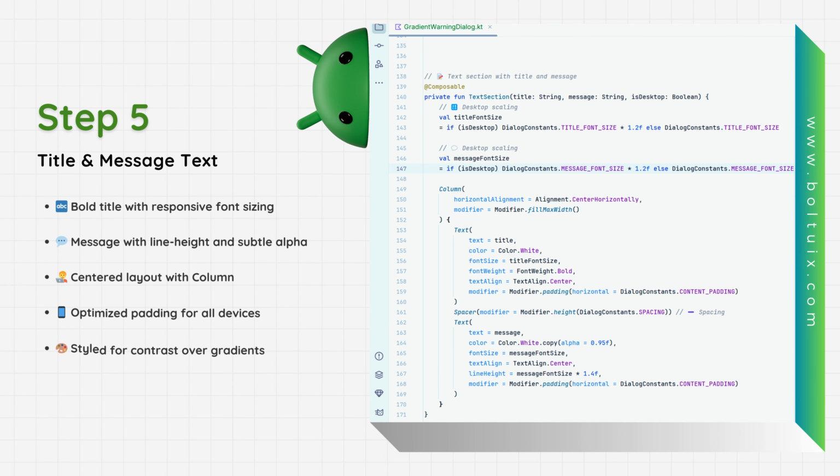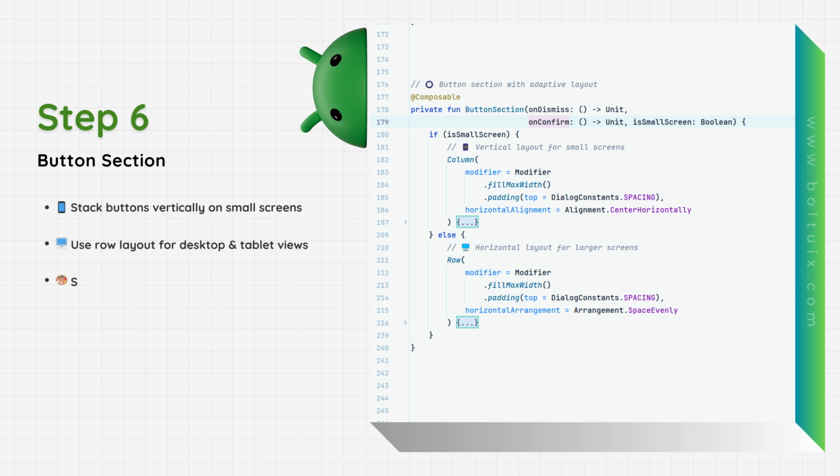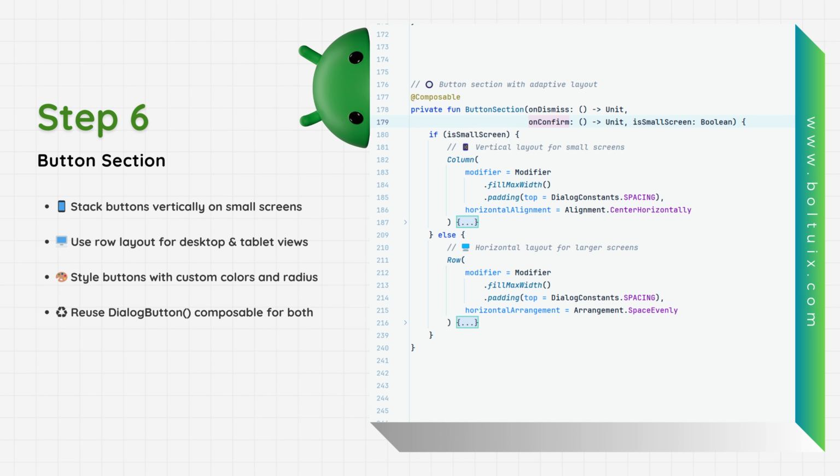Here we define the title and message section with responsive font sizes. The layout remains centered and legible, even across screen sizes. The button section adapts to screen size, stacked vertically for phones and laid out horizontally on larger devices. Both buttons use a clean, reusable function.